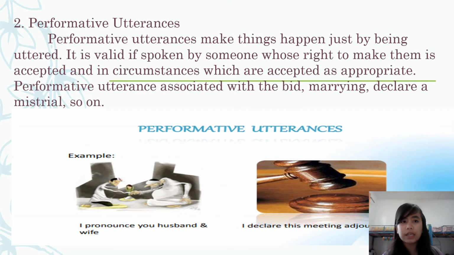The second one is performative utterances. Performative utterances are related to a performance, and are valid if spoken by someone who has the right to make them, in circumstances which are accepted as appropriate. For example, I pronounce you husband and wife. We always see this when the pastor says it as someone is married.